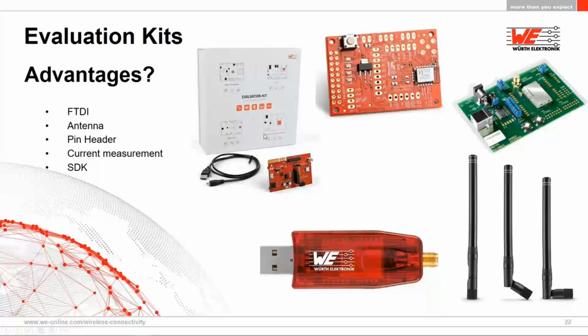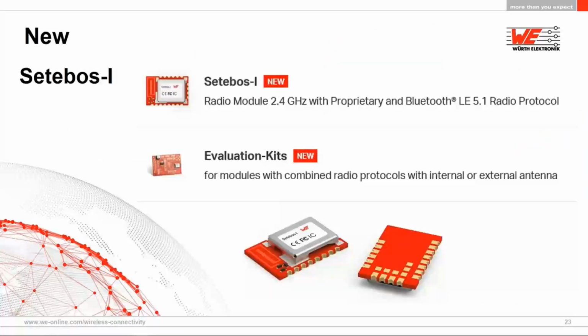A little picture of our evaluation kit, which normally has everything inside that you need. Right, what does this give you? The antenna, the pin header, current measurements, SDK, FTDI, and so on. Let's have a look at the last slide. Folks, the clock is chasing me, but I'm on the end.